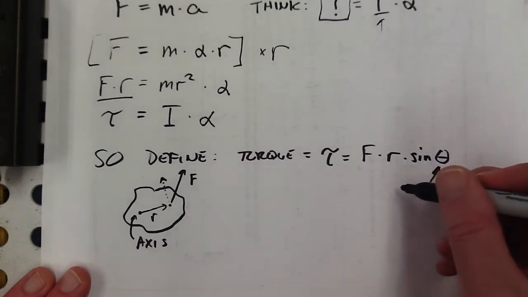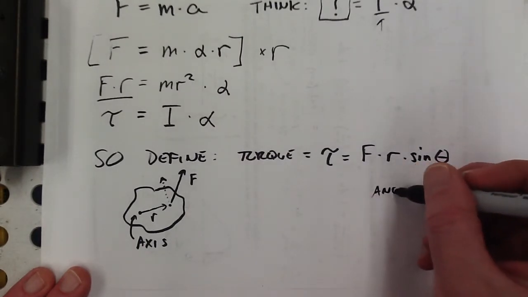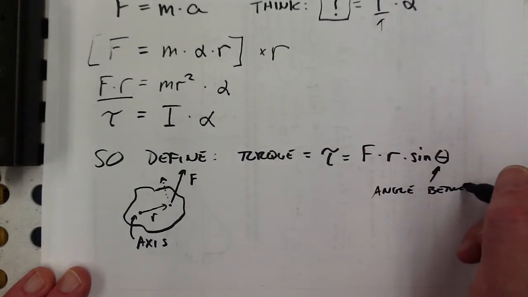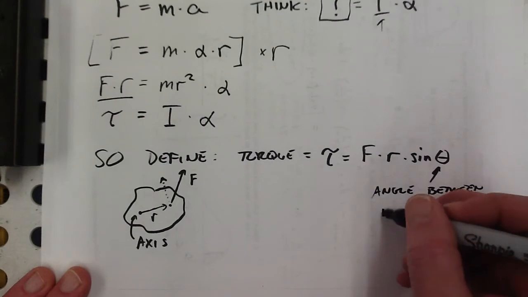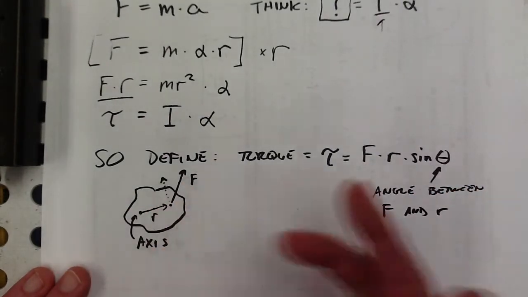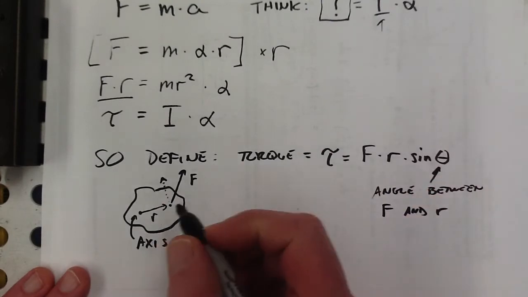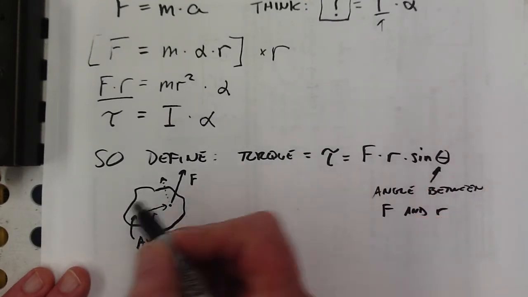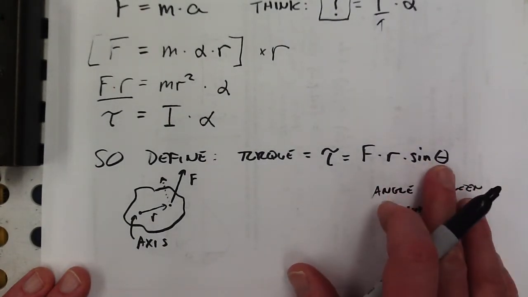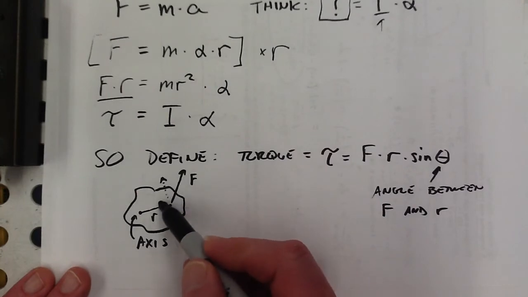And this is the angle between F and r. And the good news here is you can just take the smaller version of the angle between them, because the sine of an angle and the sine of its supplement are the same. So there's no confusion about the angle. You just need to find the angle between them.